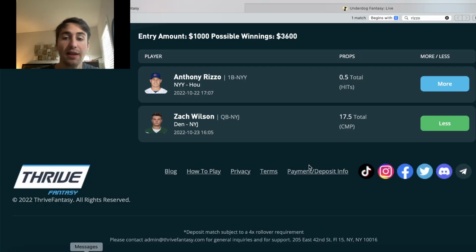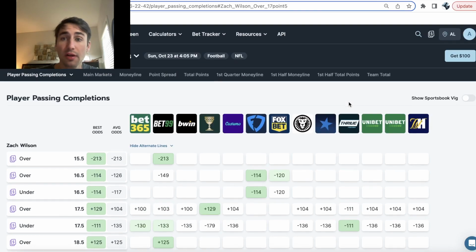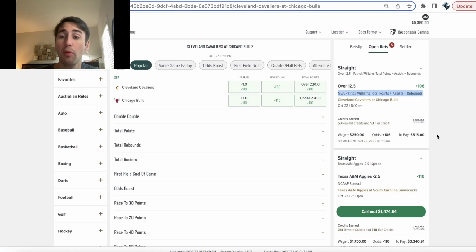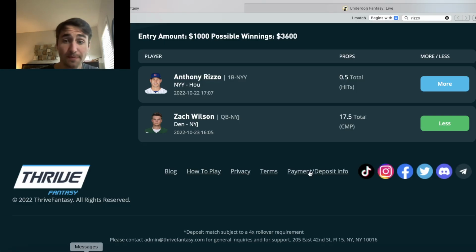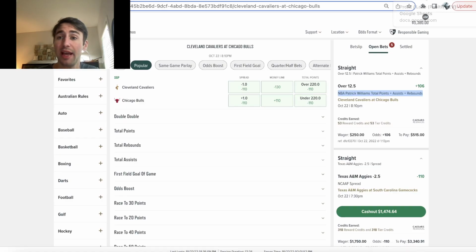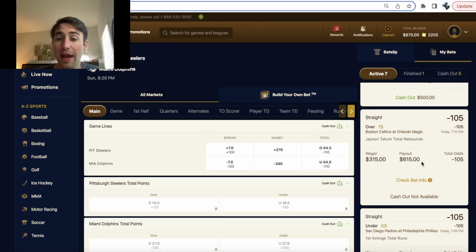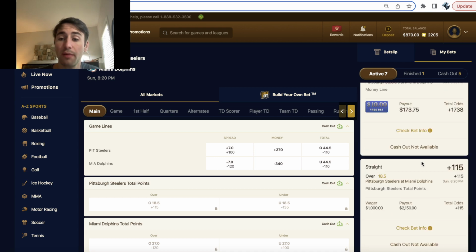I ended up parlaying them together. Rizzo to get a hit, Zach Wilson under 17.5 completions, and those are my 5 picks. So we got Pat Williams over 12.5 PRAs, Rizzo to get a hit, Zach Wilson less than 17.5 completions, and then we have Tatum over 7.5 rebounds and the Steelers over 18.5 team total.